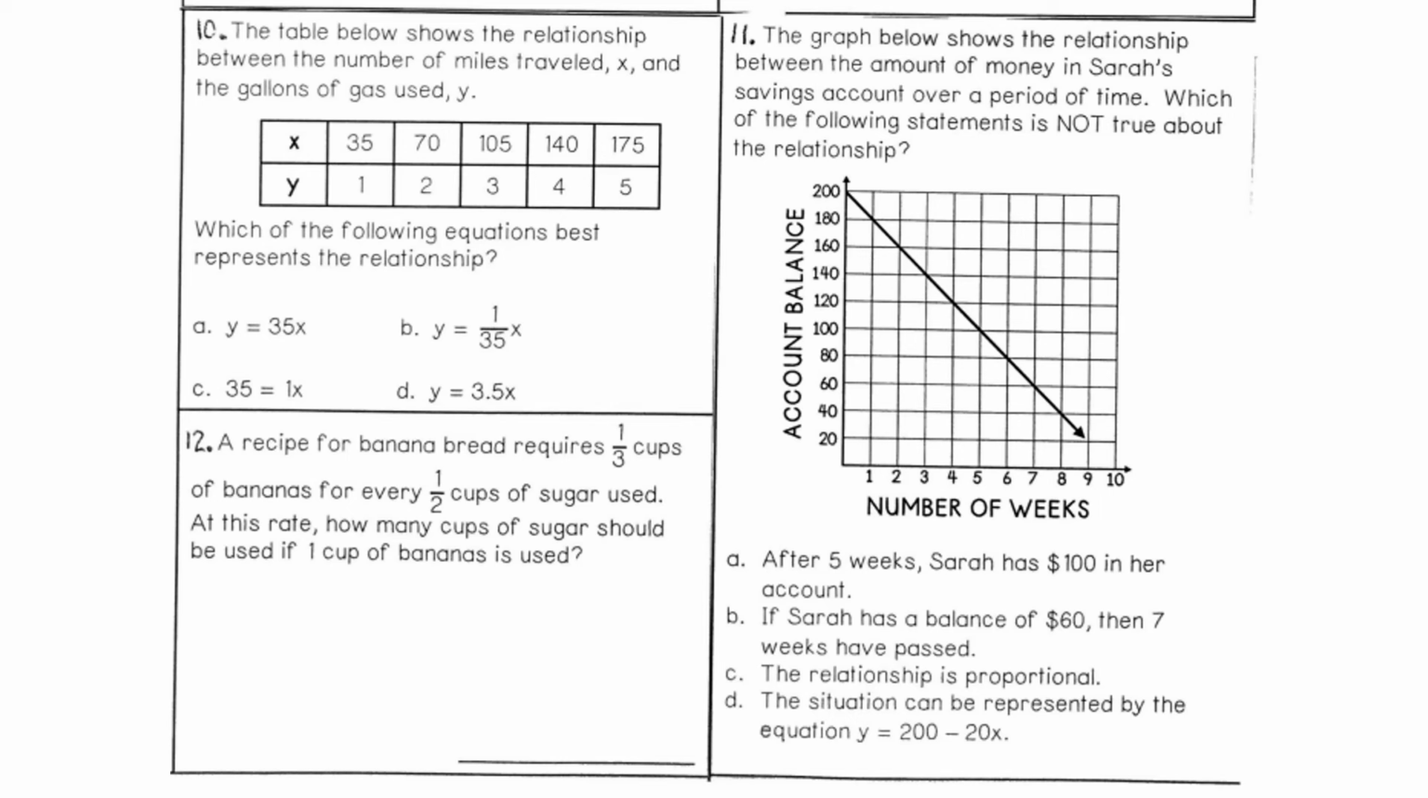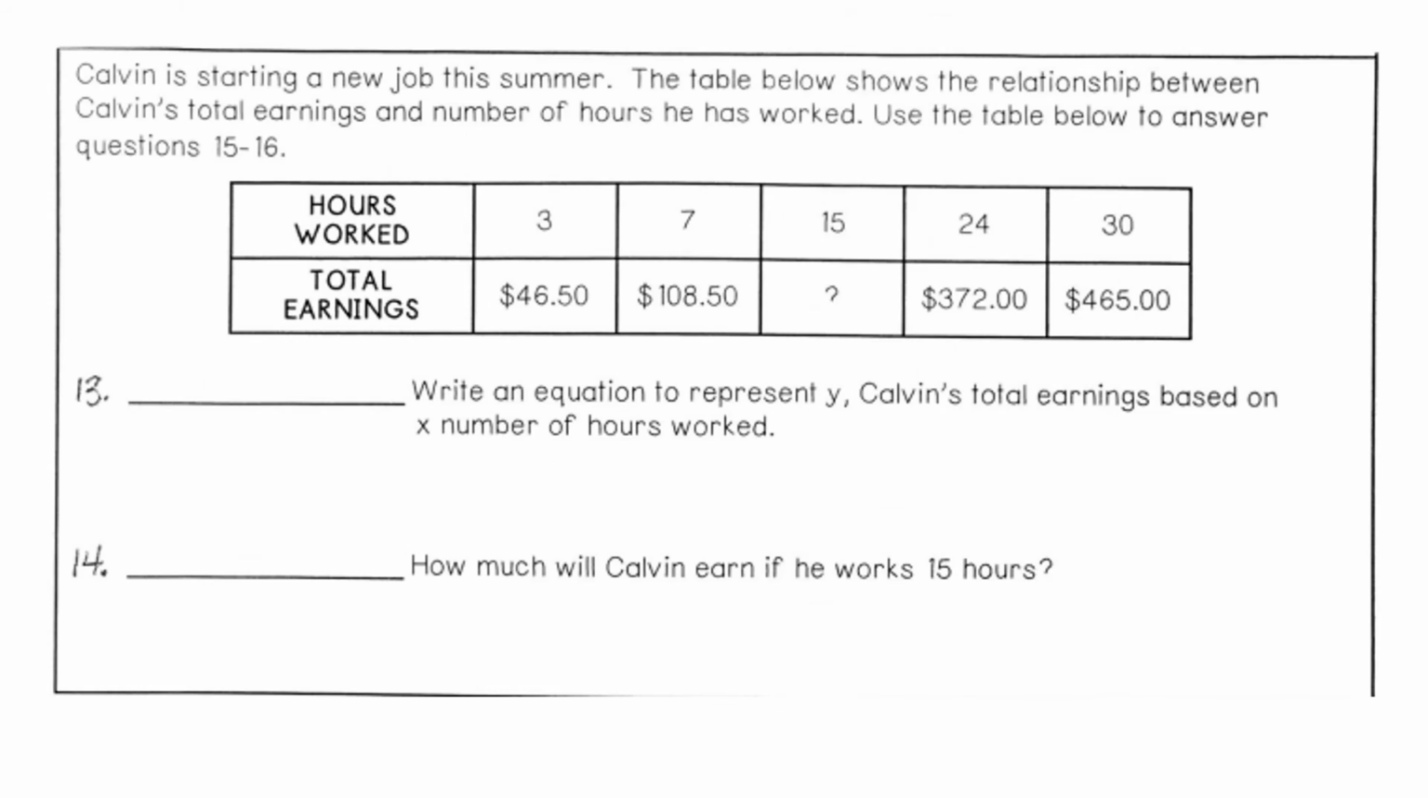A, after 5 weeks, Sarah has $100 in her account. B, if Sarah has a balance of $60, then 7 weeks have passed. C, the relationship is proportional. D, the situation can be represented by the equation y equals 200 minus 20x.